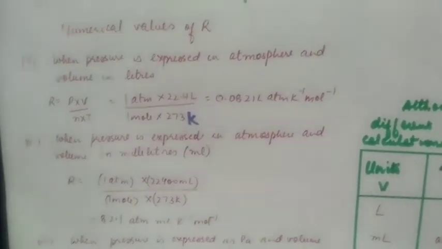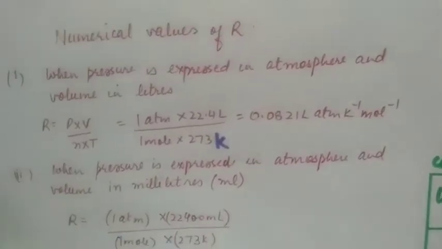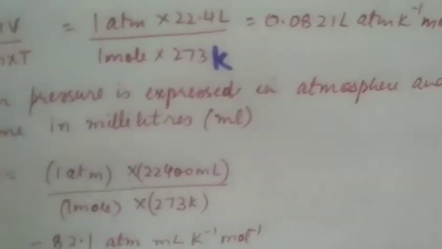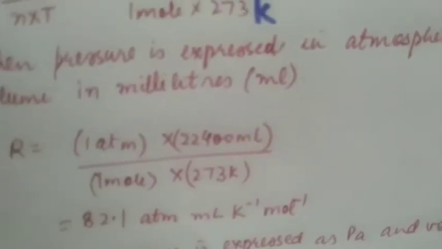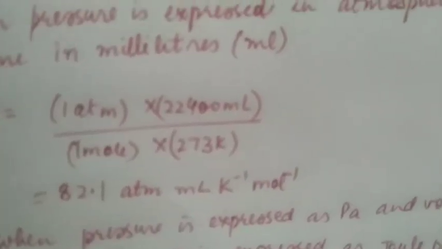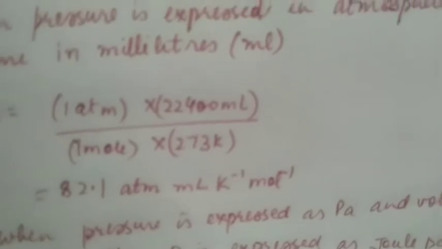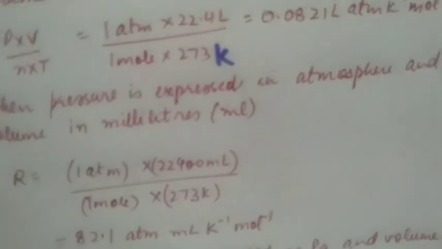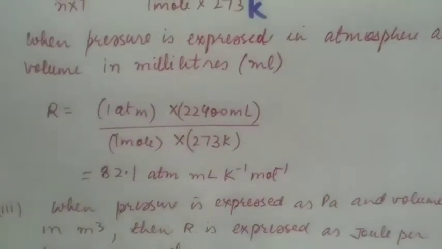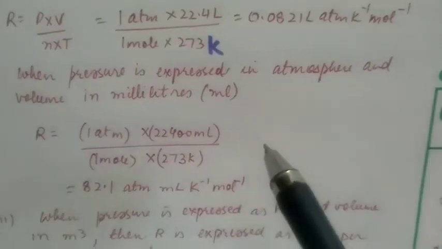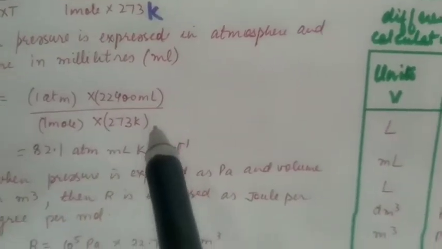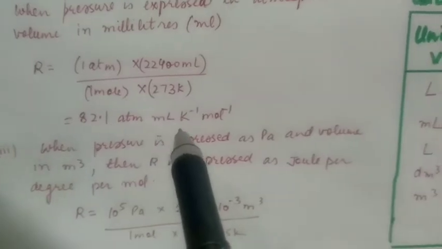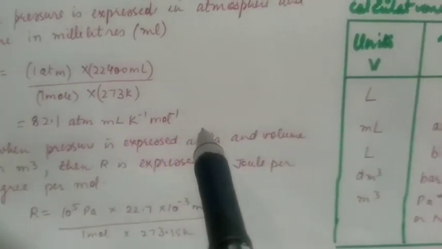Now when pressure is expressed in atmosphere and volume in milliliters, milliliter is a smaller unit, so the volume occupied by 1 mole of a gas will be 22,400 milliliter. Substituting this value, we get 1 atmosphere into 22,400 milliliter upon 1 mole into 273 Kelvin, and the answer comes out to be 82.1 atmosphere milliliter per Kelvin per mole.